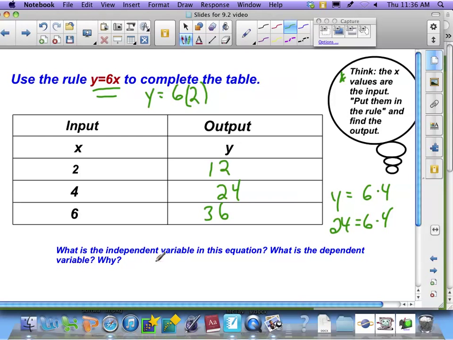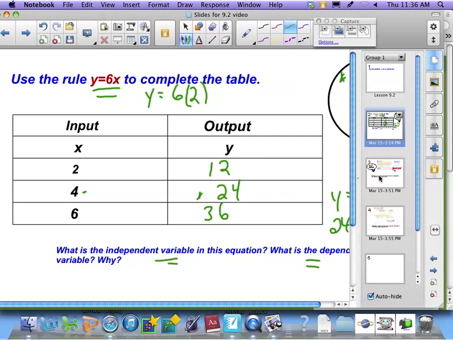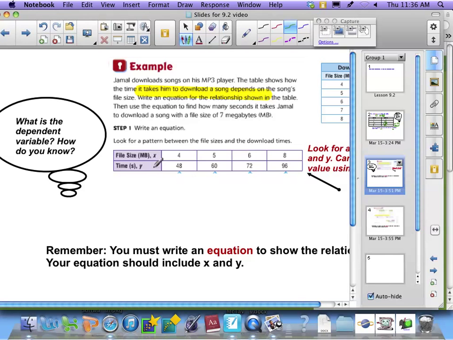So one of these is the independent variable, one is the dependent variable. When you substitute x into the equation, y depends on the value of x. So your x variable is your independent variable. It can change. If it changes to 4, the output changes. If you look at our outputs, they're all affected by the inputs. They depend on the inputs.